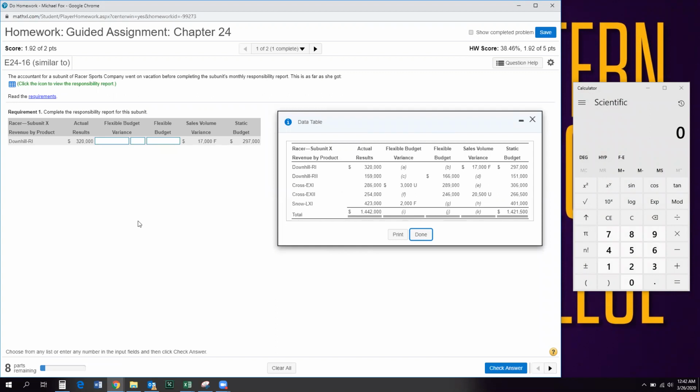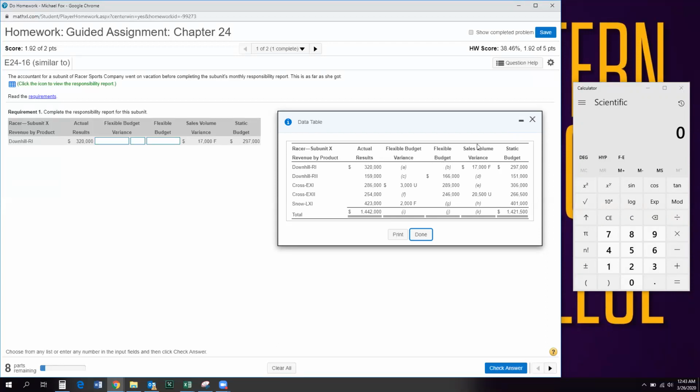And they want us to complete it. So someone like our coworker didn't do their job and we have to do it for them. So really, we're just supposed to complete this line by line. And all we really need to know is that the flexible budget variance is always the actual results minus the flexible budget. If the actual results are higher than the flexible budget, that will be a favorable variance, and if the flexible budget is higher than actual results, that'll be unfavorable.